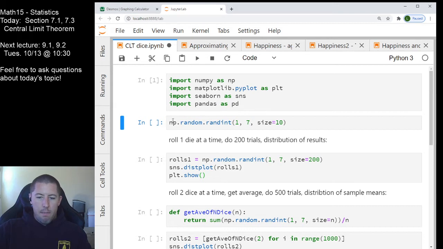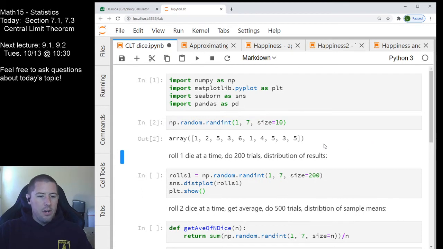This is going to say from the NumPy library, grab the sub-library named random. From that sub-library, grab the function called random integer, randint, and it's going to grab us some numbers between 1 and 6. Unfortunately, Python does this weird thing where it includes the lower bound but excludes the upper bound. So this is really going to give us from 1 to 7. And this says, roll for me 10 dice that are going to be between 1 and 6.